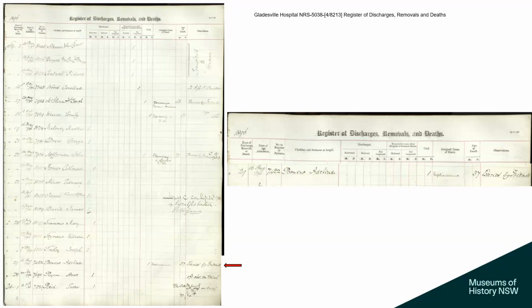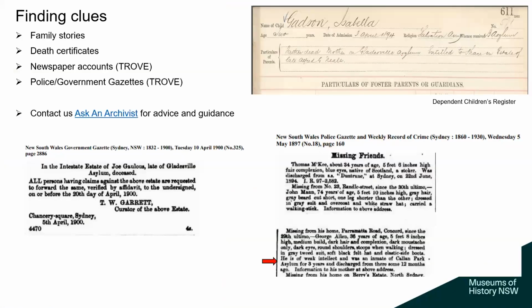So that's a very quick look at the types of patient records that you could get for patients who were in mental health facilities. And just to conclude, a few clues as to how you might find out if a family member or an ancestor was in an infirm and destitute asylum or a mental health facility. Family stories often give you clues. Death certificates record where a person has died, so it may say Liverpool Asylum or Callan Park Hospital. Newspaper accounts, particularly police and government gazettes, which you could find on Trove.